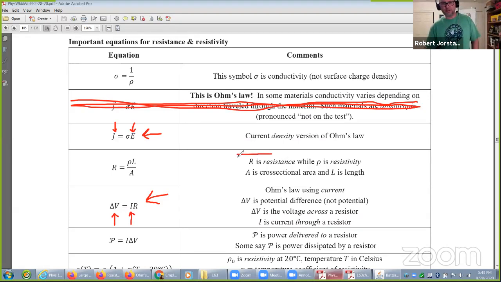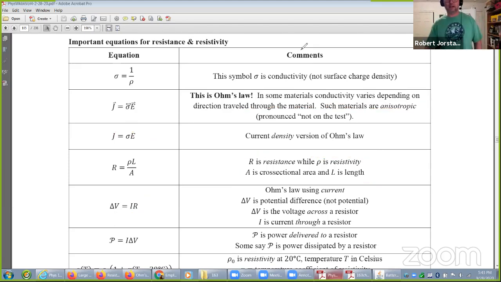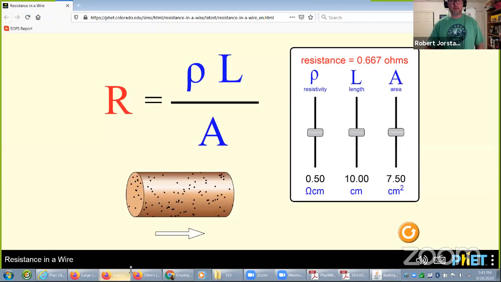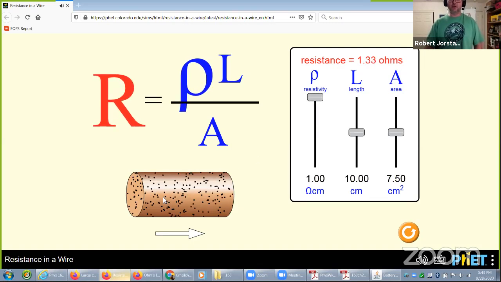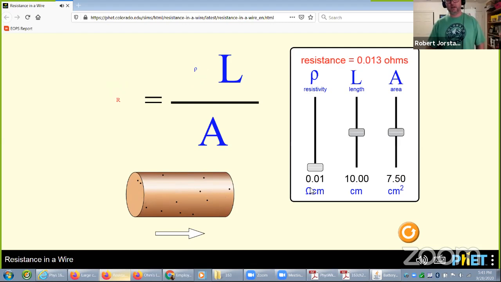Now, resistance depends on area and length, and you've got to be falling asleep by now. So let's go to a quick simulation here. All right. So here's the idea. Resistance is rho L over area. So resistivity, as I increase this, you notice that the number of dots in the material is increasing. Think of those as impurity atoms. So in this case, if you have a very low resistivity, you're going to have a very small resistance. Now let's increase the length of this too.